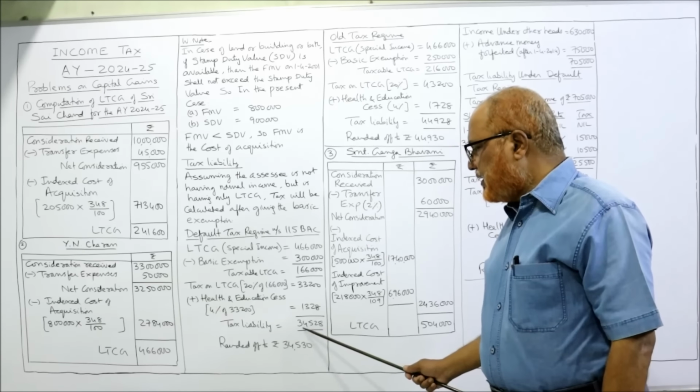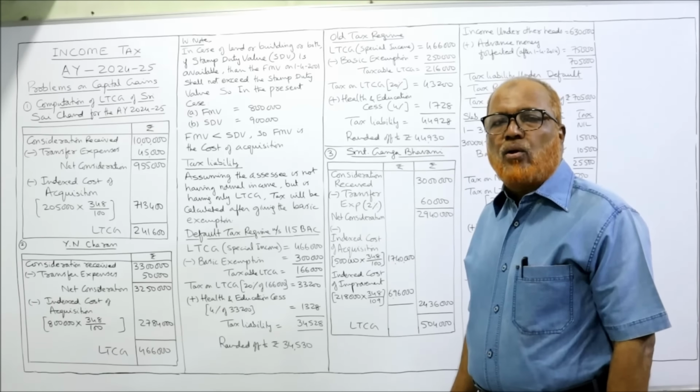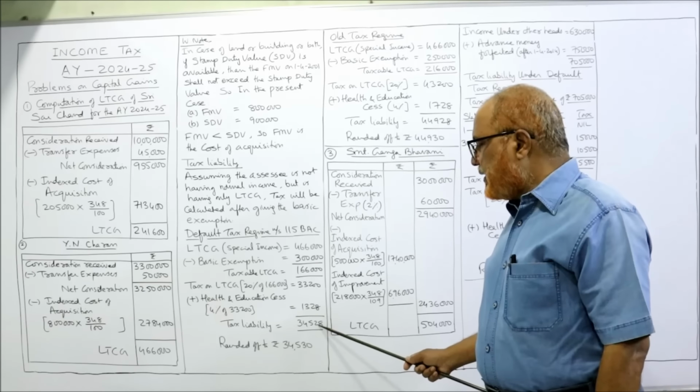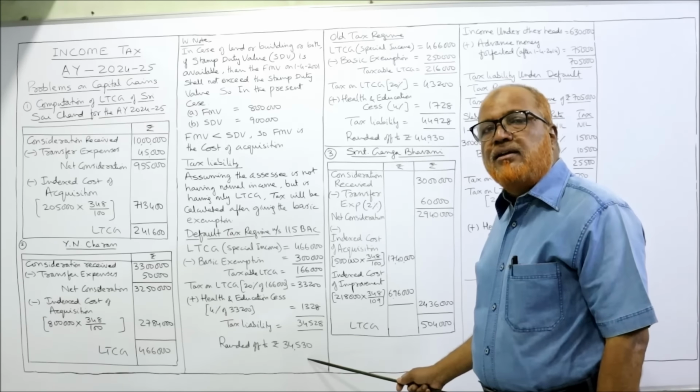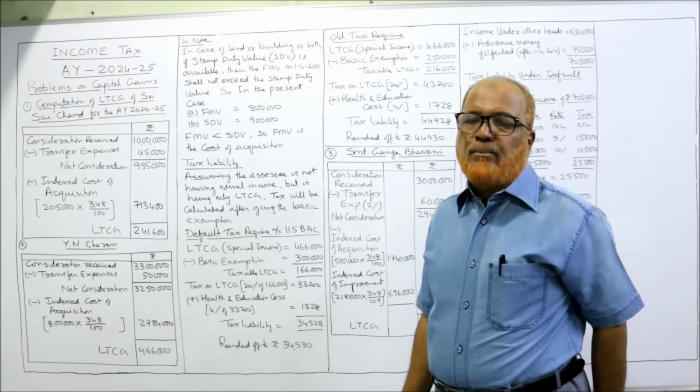1,328. Add up: 34,528. But according to the provisions of the IT Act, it should be rounded off to the nearest 10. So instead of 28, we take 30. Right? 34,530 is the rounded off tax liability.